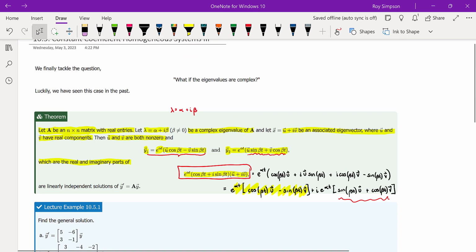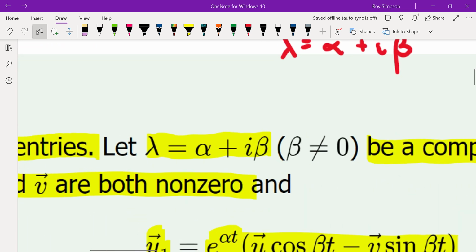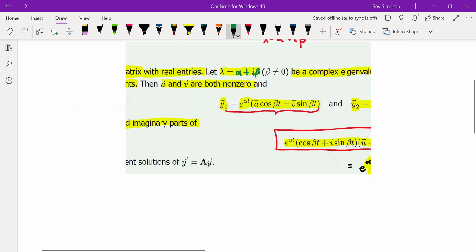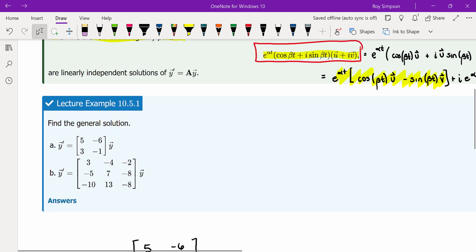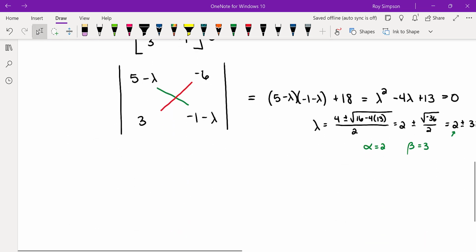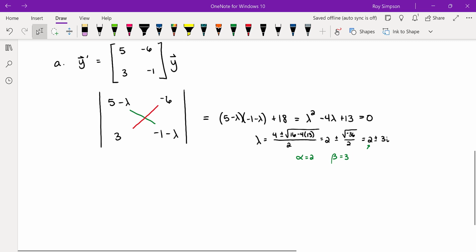Let's just see it right here, that we have an eigenvalue alpha plus i beta. Notice I don't have the plus or minus because that doesn't actually matter. It didn't actually matter when we generated the solution, so don't really worry about the minus part. Just say alpha is 2, beta is 3. That's absolutely fine.